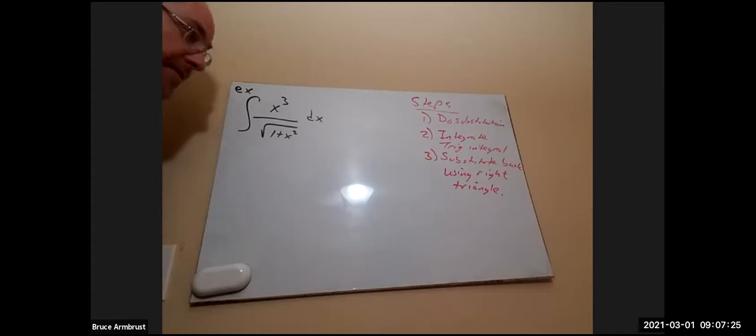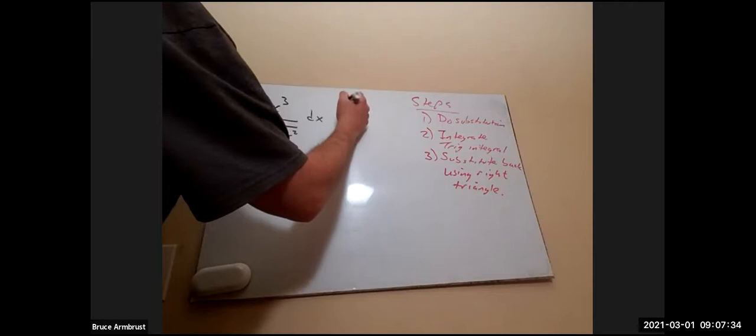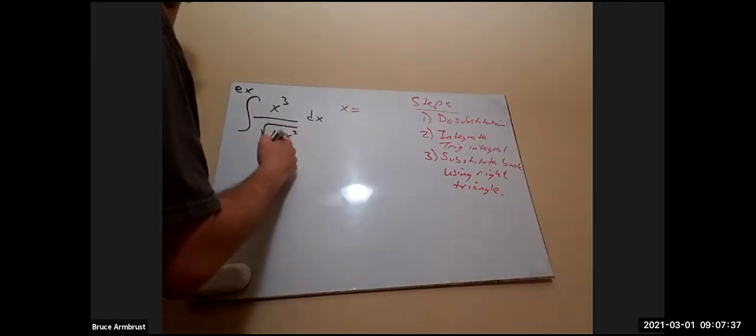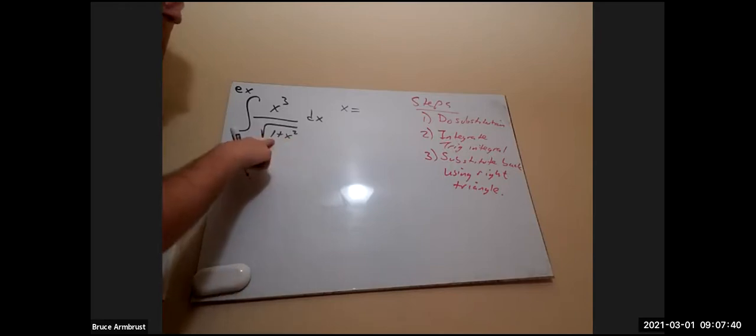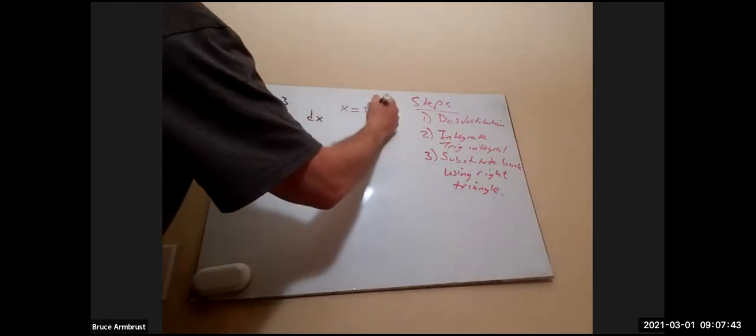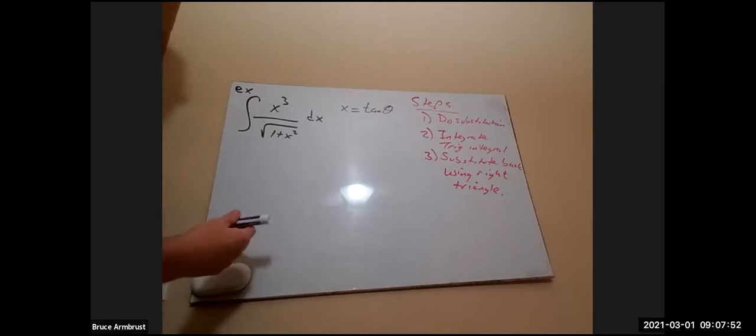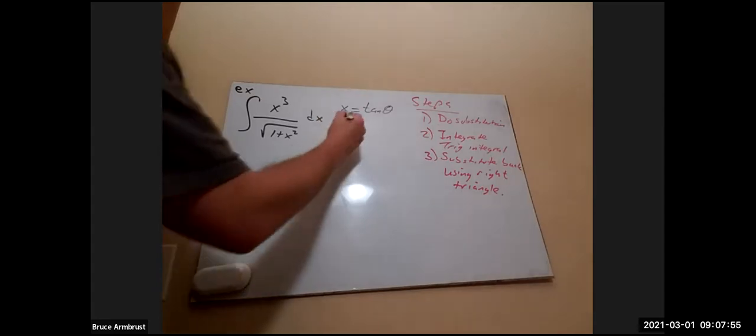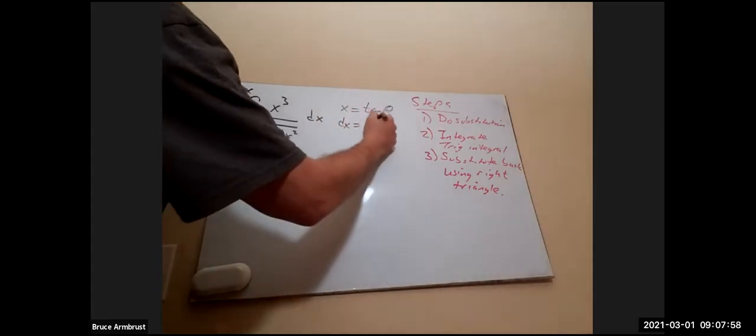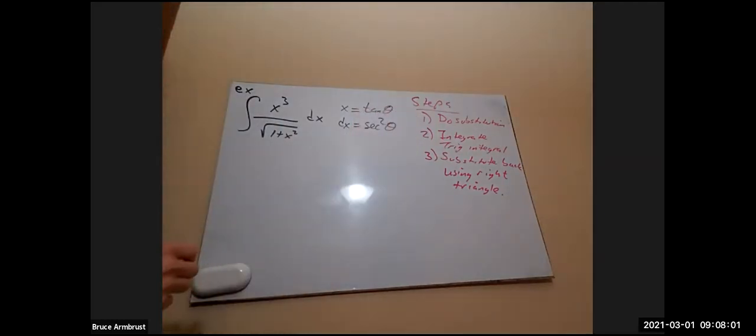Now, since it's a sum of squares in that square root, that suggests that the substitution we use be x equals a times tangent. And since it's 1 squared, this just suggests let's use x equals tangent theta. Then our dx is secant squared d theta, since the derivative of tangent is secant squared.